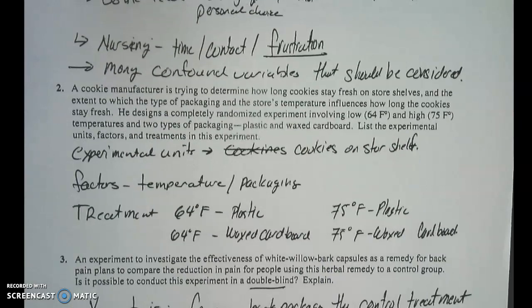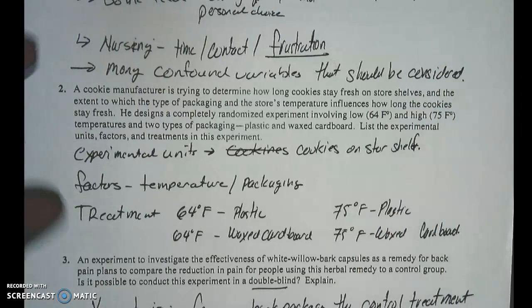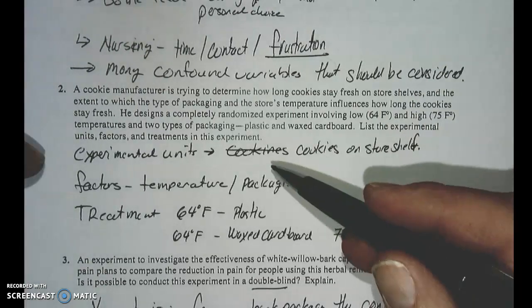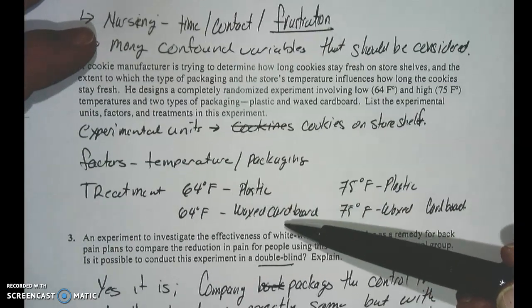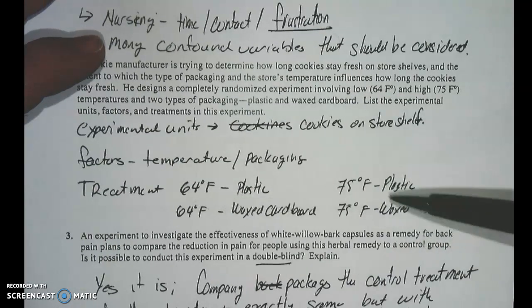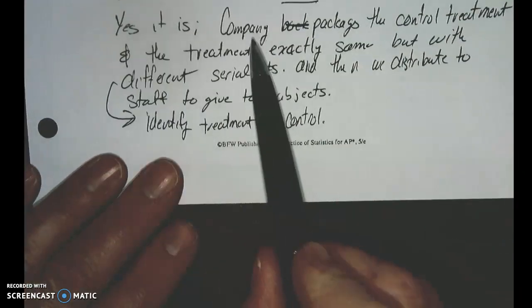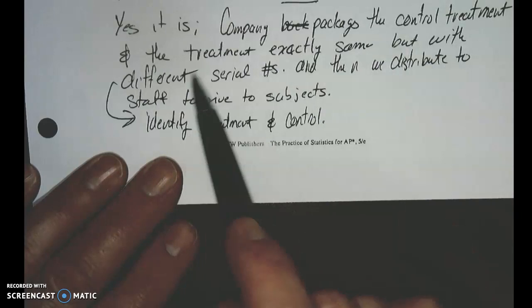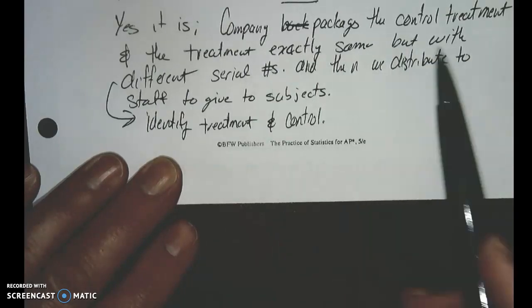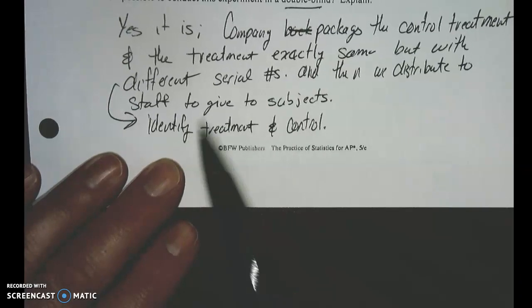All right. Number two, cookie manufacturing. Your experimental units are the cookies on the store shelf. Your factors are temperature and packaging. Then the treatments are 64 degrees Fahrenheit with plastic and wax cardboard. So you've got your two treatments. The two treatments for 75 degrees are the same packaging. And then number three was asking if we could do a double blind, and it is. The company packages the control and treatment exactly the same, but with different serial numbers. Then we distribute to staff to give to subjects, and we identify the serial numbers to identify treatment and control.